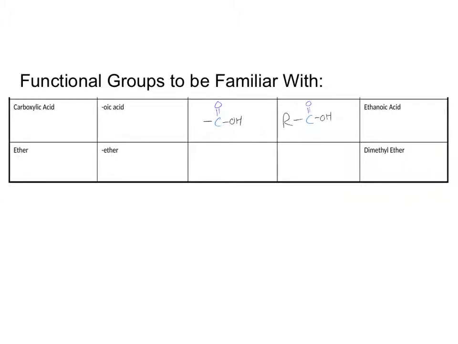But the key here, the really important thing, is this has to be carbon number 1. So the double bonded oxygen and the OH have to be on the first carbon.